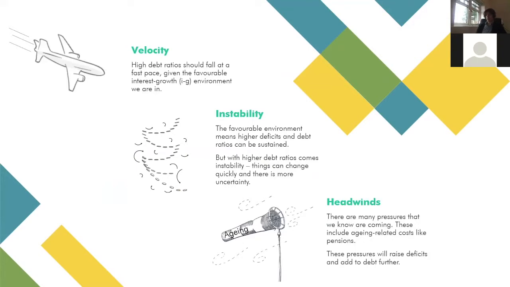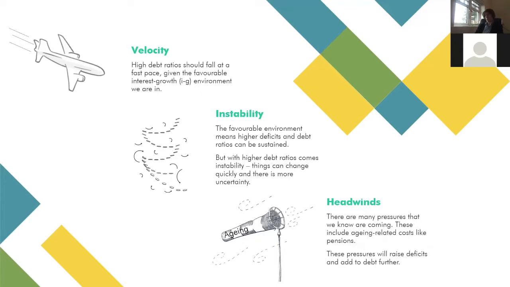The second observation is that, well, that's a good thing, and we also know that we're able to sustain higher deficits and higher debt ratios in this type of environment. Actually, it's quite an unstable configuration because if things change quickly, you can find yourself in a reversal of I minus G being negative and finding it positive.